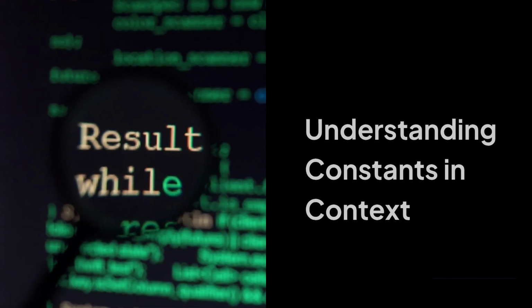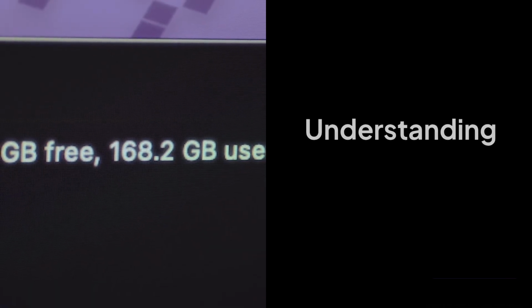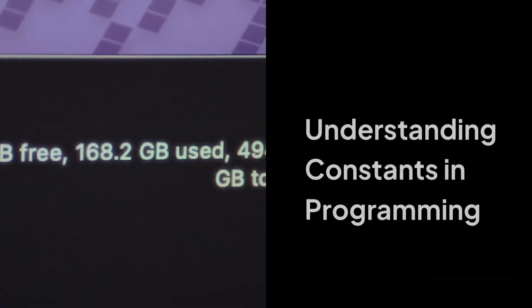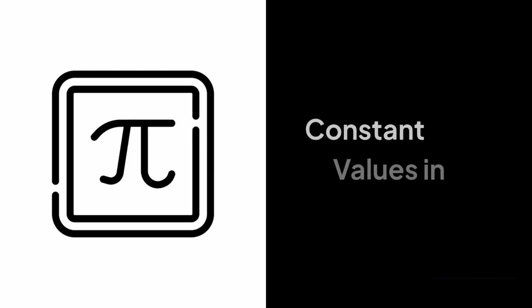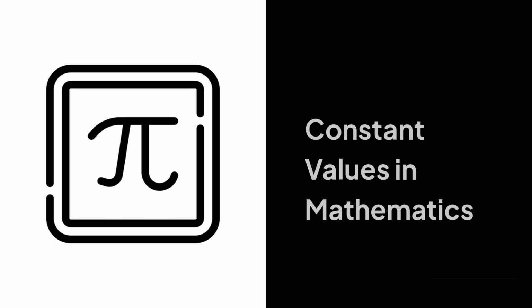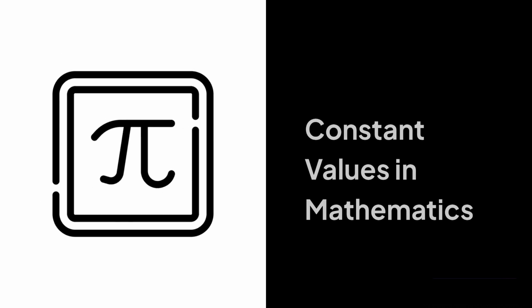Now compare that to a constant. A constant is also a box, but once you put a value inside it, you cannot change it. This is useful for values that should stay the same, like pi, which is always 3.14.